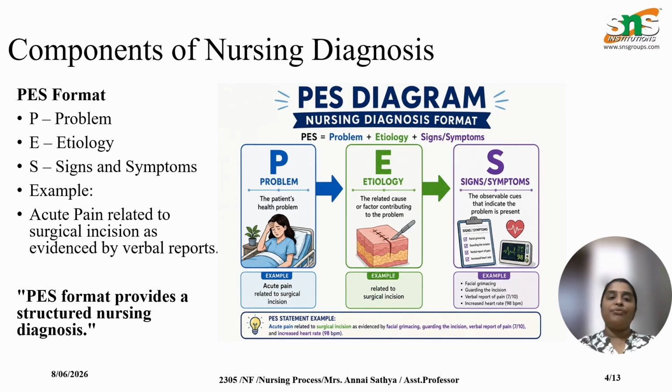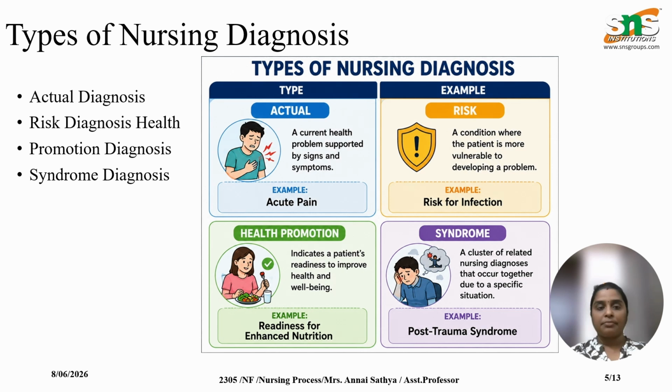Next, components of nursing diagnosis. Nursing diagnoses are commonly written using the PES format. That is, P stands for problem, E stands for etiology or cause, and S stands for signs and symptoms. For example, acute pain related to surgical incision as evidenced by verbal reports of pain. So the PES format provides a structured nursing diagnosis.